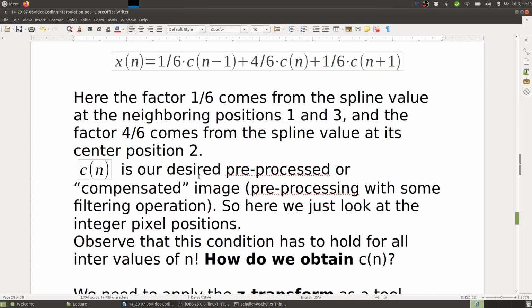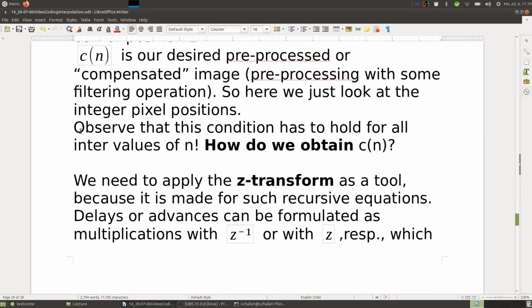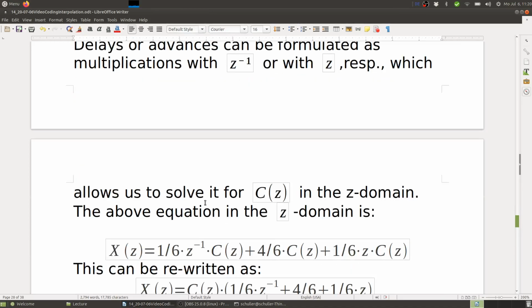And C of n is our desired pre-processed or compensated image, pre-processing with some filtering operation. So here we just look at the integer pixel positions and observe that this condition has to hold for all integer values of n. So that's why we get many of those conditions. So how do we obtain C of n? We need to apply the Z transform as a tool because it is made for such recursive equations. Delays or advances can be formulated as multiplications with z to the minus 1 or with z respectively, which allows us to solve it for C of z in the z domain.